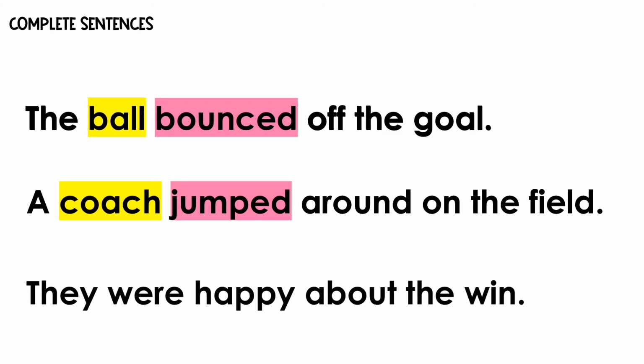Let's look at the last one. They were happy about the win. What is your subject? They is the subject. It is a pronoun, but it is also part of a subject. What about the predicate? Yes, it is were. So were is our linking verb. So like I said earlier, our linking verb has to have something with it. They were what? Yes, they were happy. Now you have a complete sentence. You have your subject and your predicate, and you have what you are linking to.